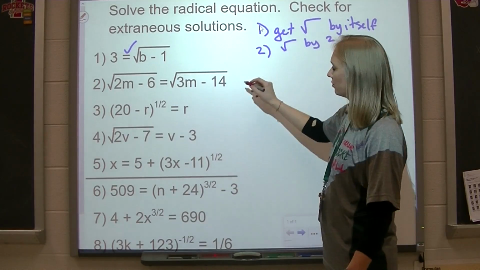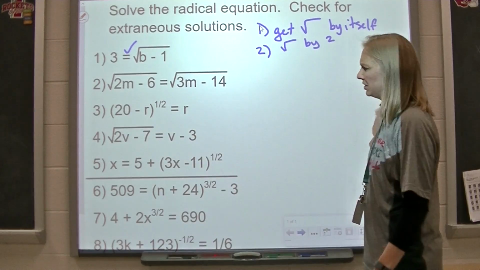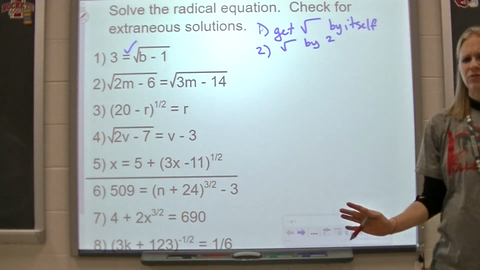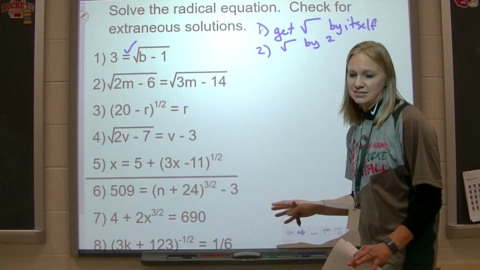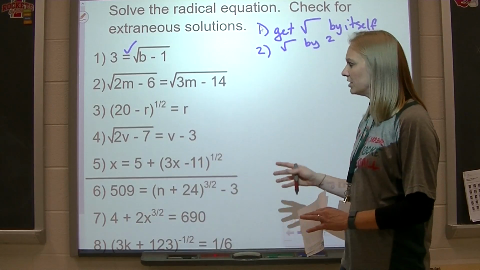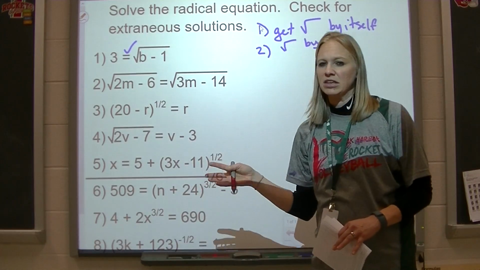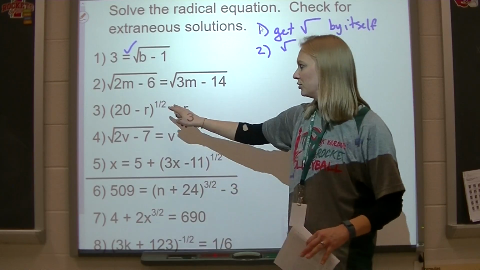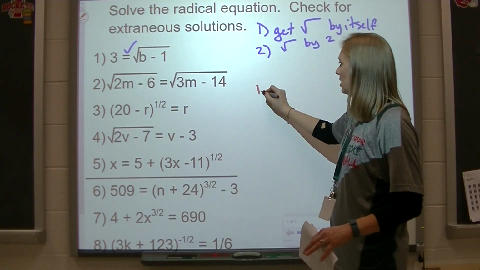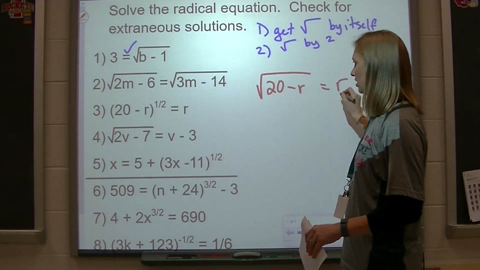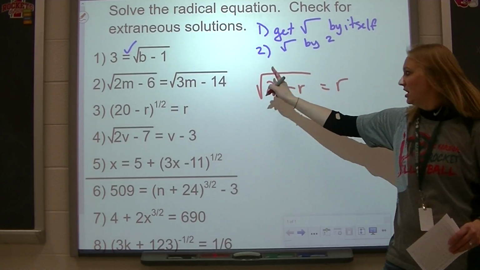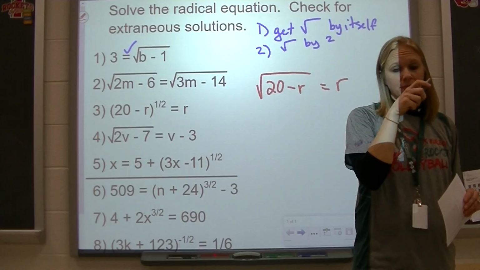Alright, for number 3 here. Some of you might say, what? 1/2 power? If you remember from this whole chapter so far, anything raised to the 1/2 power is the exact same thing as a square root. So this can actually be written as the square root of 20 minus r equals r. That and that are the exact same thing.